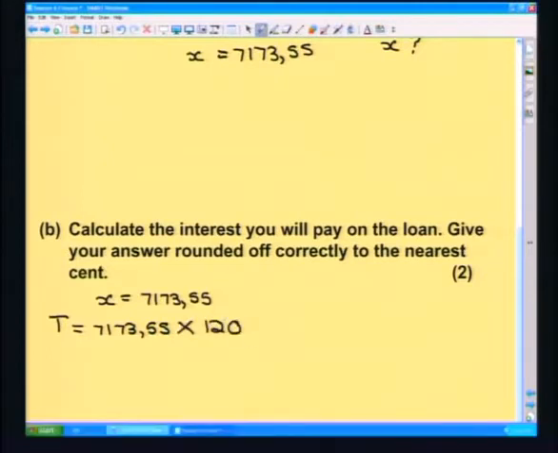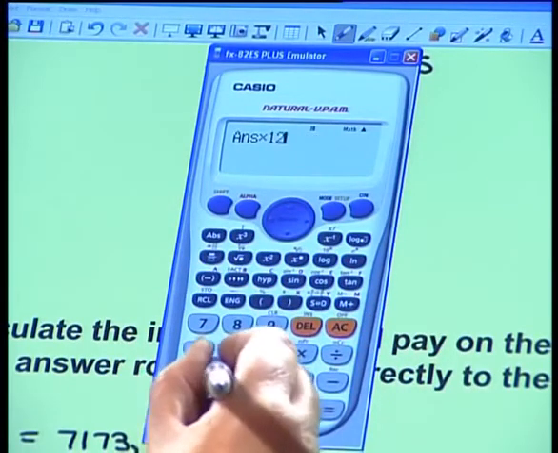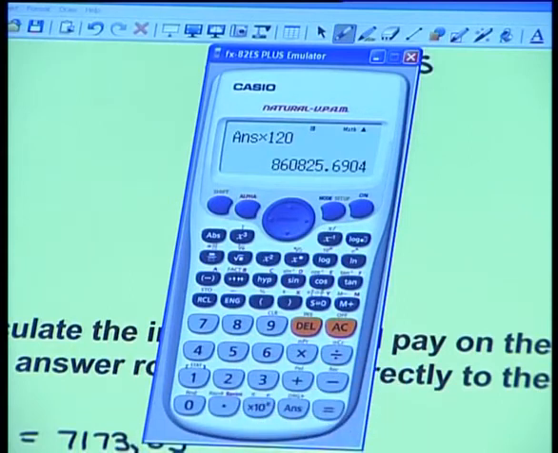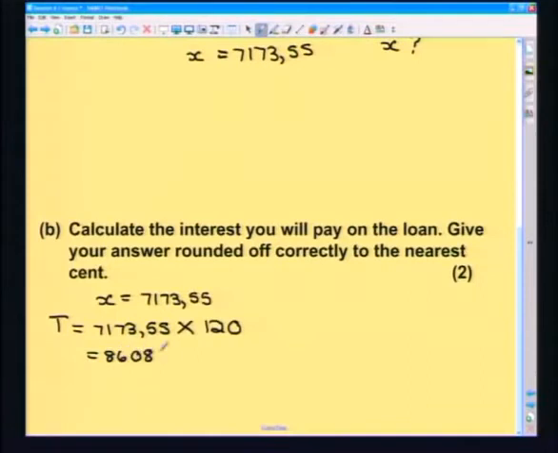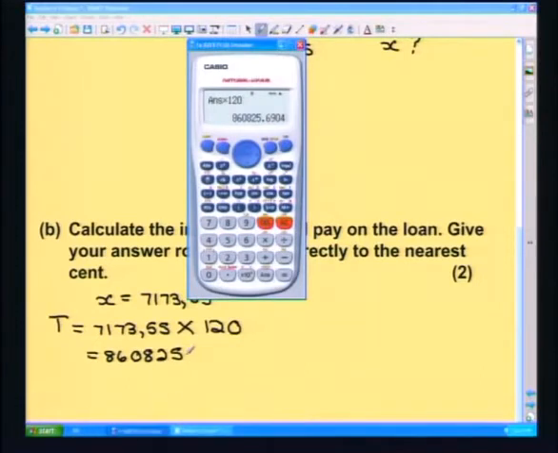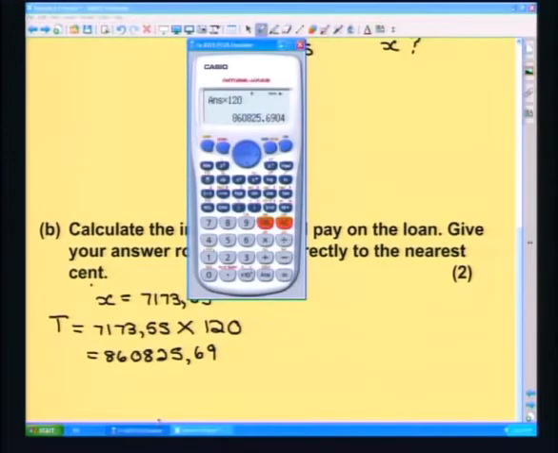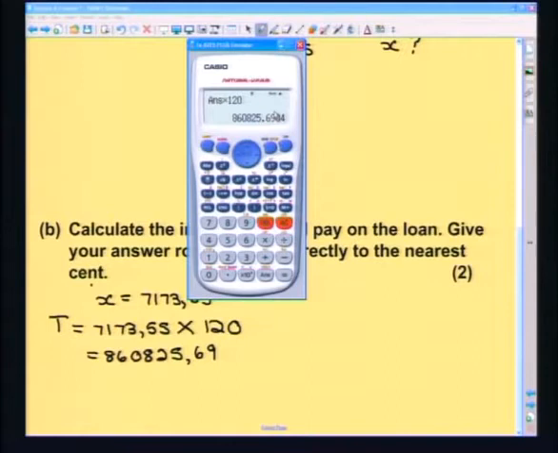Right, let's pull the calculator up. So we're going to take that amount and times it by 120. Notice again I used the amount I had in the calculator rather than the rounded off one, and I get 860825. And let's just get the cents up, 69 cents. And it says correct it to the nearest cent. Well, that is correct. If you pull it up here again just to check it, you can see that the zero would not impact the nine. So that makes perfect sense.